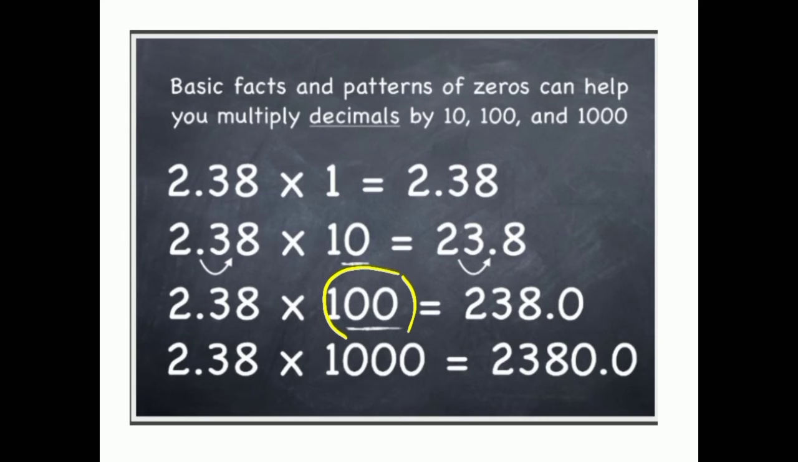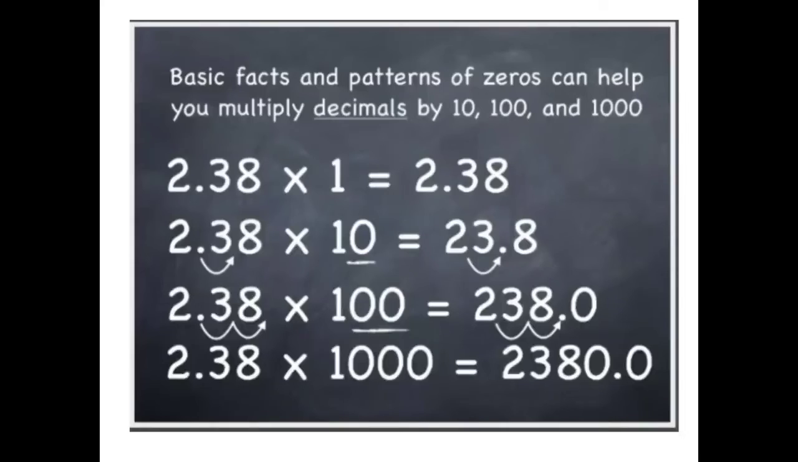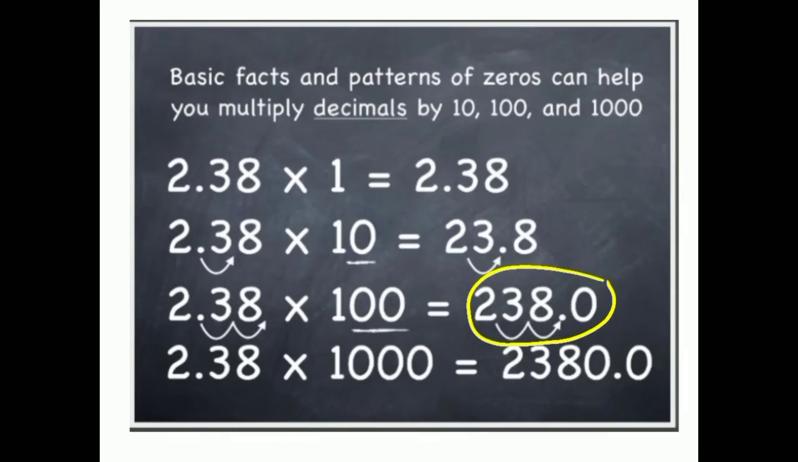2.38 is getting multiplied by 100. As you can see, there are 2 zeros in 100. It means you need to move twice. Yes students, so when we multiply a decimal number by 100, the decimal point is shifted to the right by 2 places. It means you need to jump 2 times and then place the decimal point.